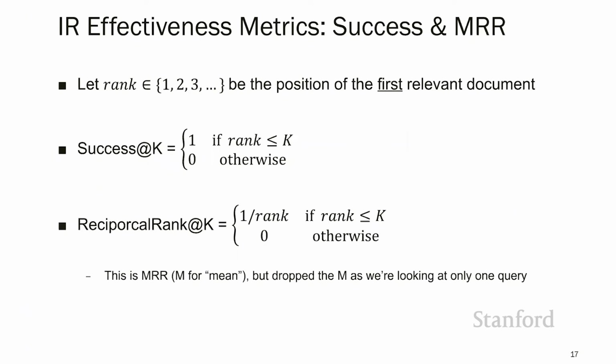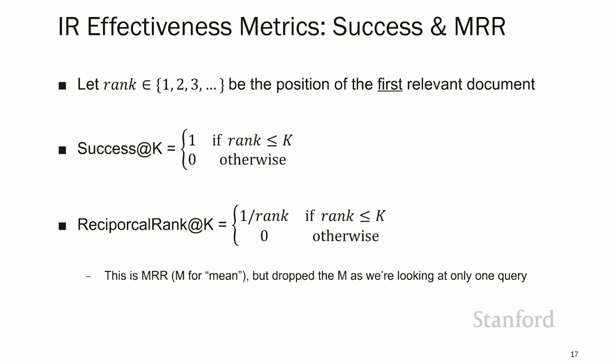Let us start with two of the simplest IR metrics, which are success and MRR. For a given query, let rank be the position of the first relevant document that we can see in the top K list of results. Success at K will just be 1 if there's a relevant result in the top K list, and 0 otherwise. This is a very simple metric that can be useful in cases where we assume that the user just needs one relevant result anywhere in the top K. In particular, it can be useful if our retrieval is fed to a downstream model that looks at the top K results and then does something with them. It will read all of them anyway, so we're just interested in binary relevance here.